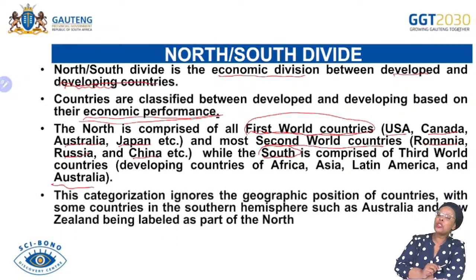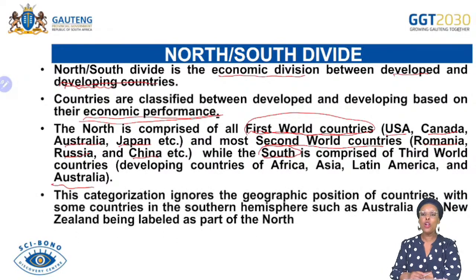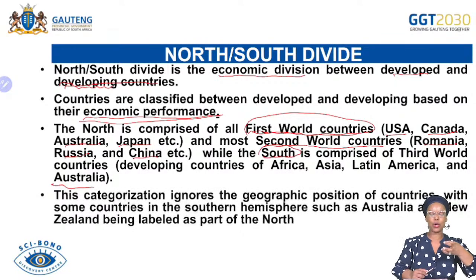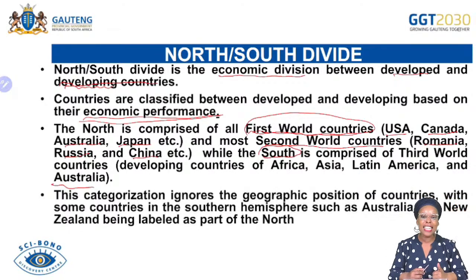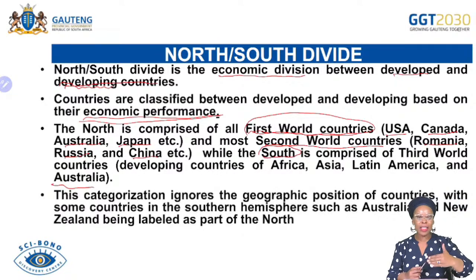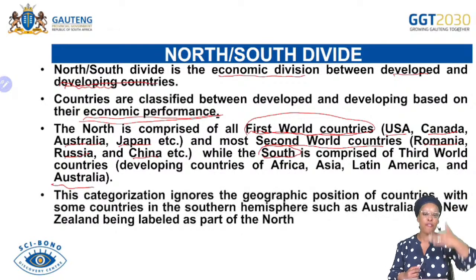What I want you to understand is that when we look at the world map, it doesn't mean that countries from the north belong in the northern hemisphere, and countries in the south belong in the southern hemisphere. No, you might find that there are countries which are regarded as north countries, but you find them in the southern hemisphere. There are countries which are found in the southern hemisphere, but they are developed. They belong to the north countries.